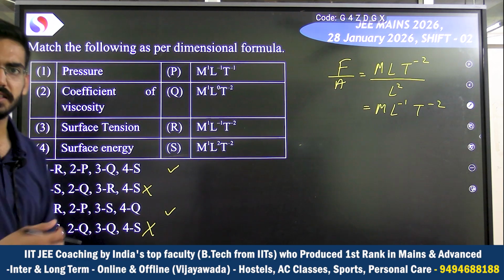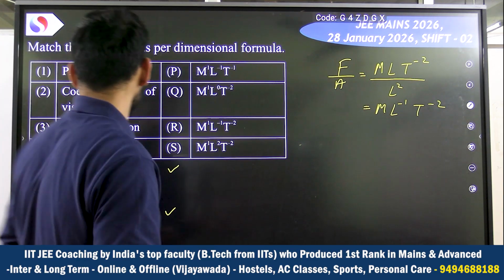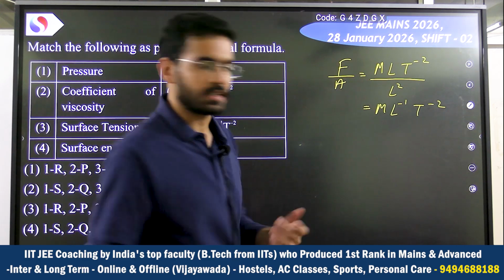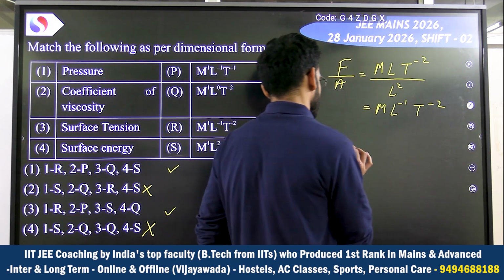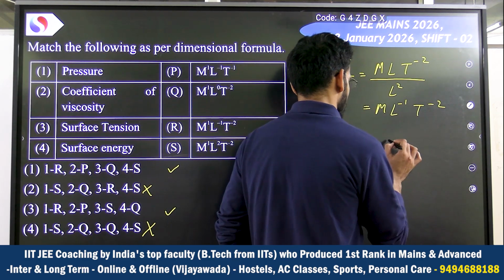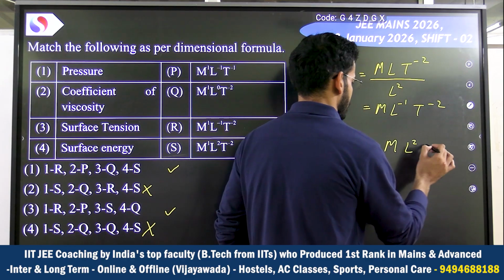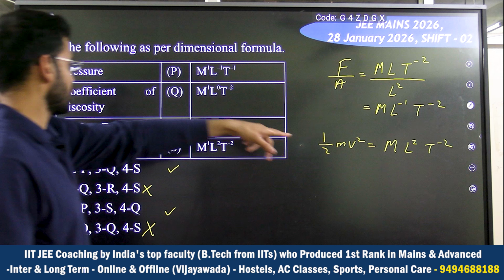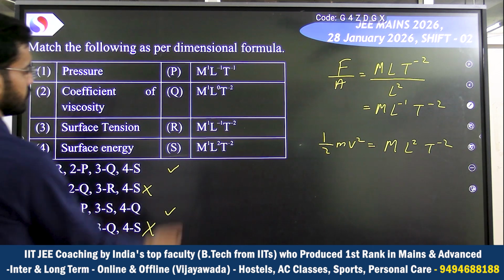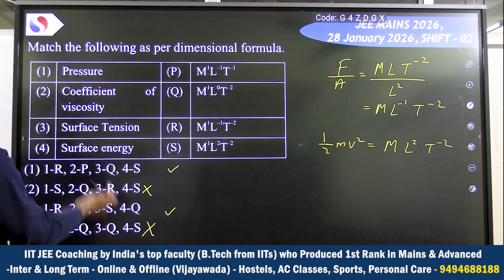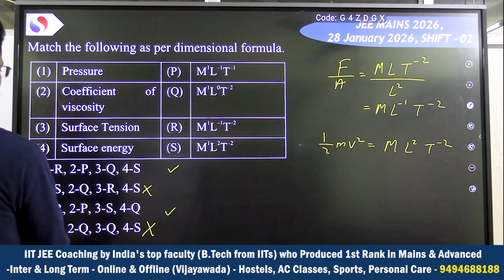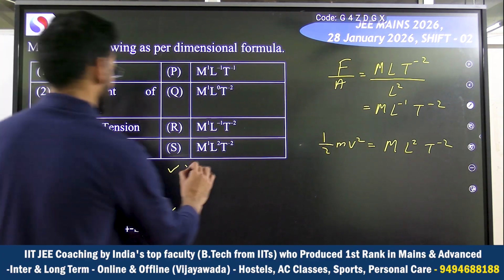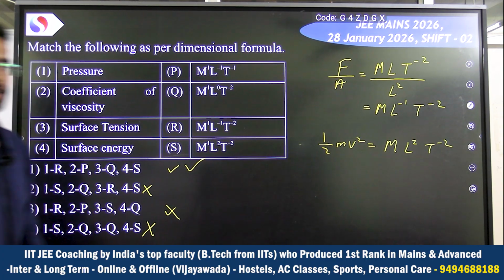Surface energy, it's just an energy only, right? So energy unit, what you say? Any energy you take, right? Any energy, what? Half mv square, right? So half mv square, what you will say? Mass m, and this is L square t to the power minus 2, right? Length by time to the whole square. So m L square t to the power minus 2 means S. S means surface energy. 4S means first option. So answer is what? First option. This also got rejected. Okay.